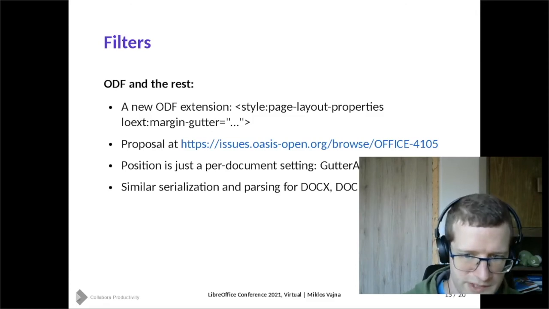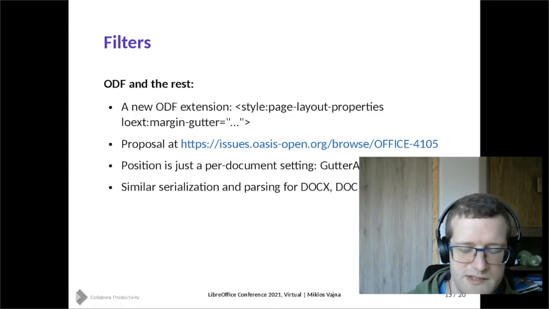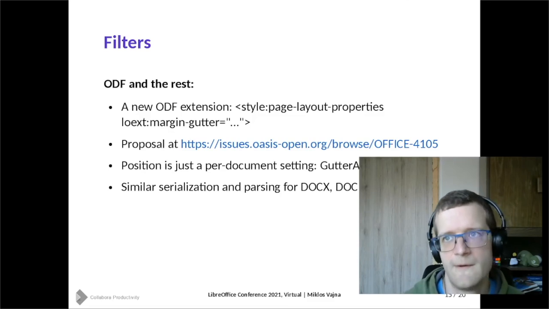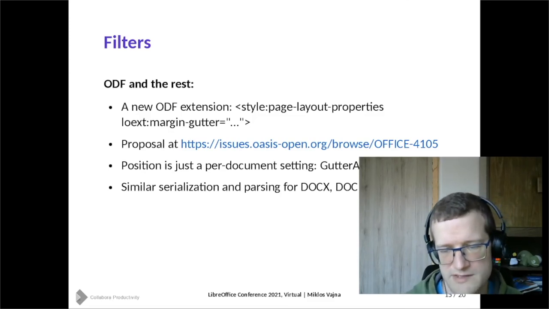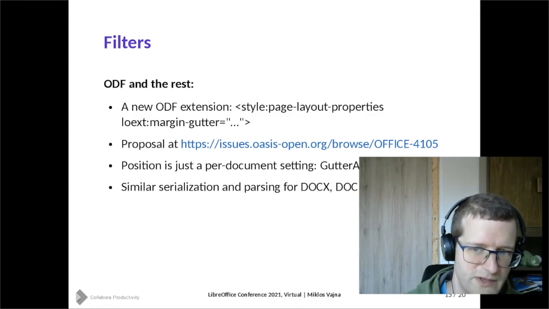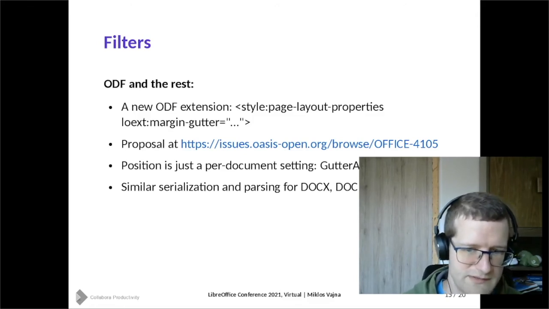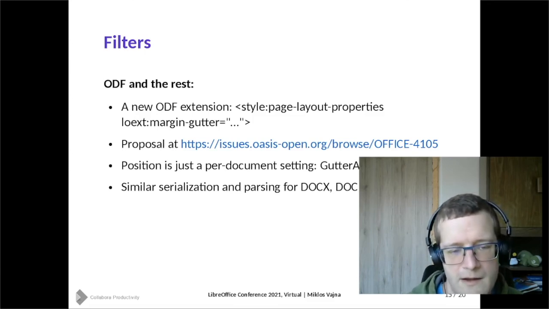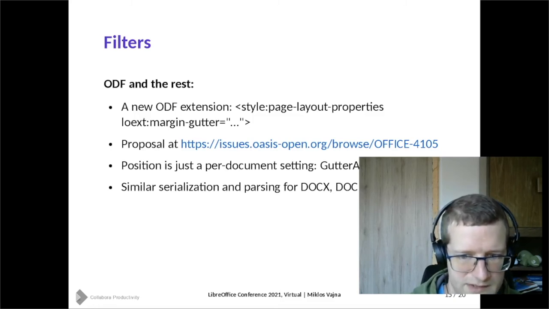For the gutter position, that's something that's simply in the settings XML. It's a document global property, so there is no standardization for that. We just write whether gutter is at the top, true or false. This could be a page style property, but then Word does not support per-section values for this property as well, so it sounds like nobody really needs this, then why add this complexity to the code? And we have similar serialization and parsing for docx, doc and rtf.